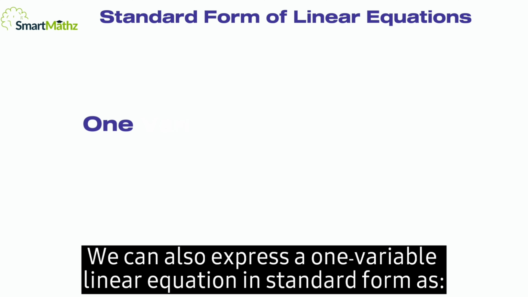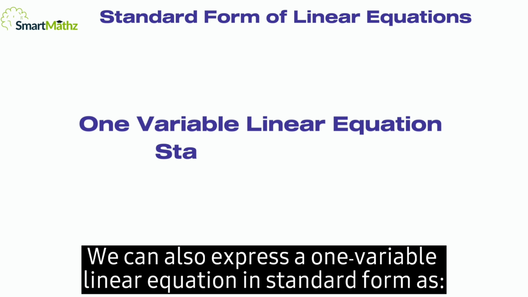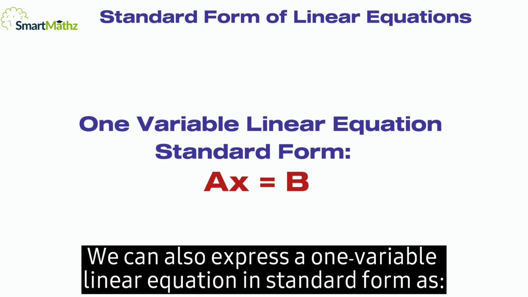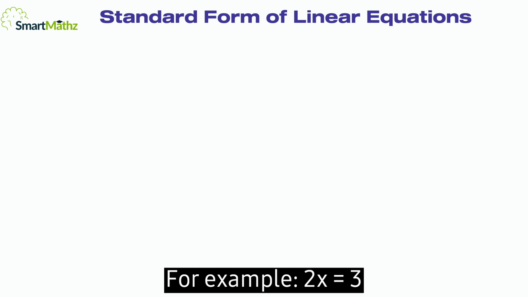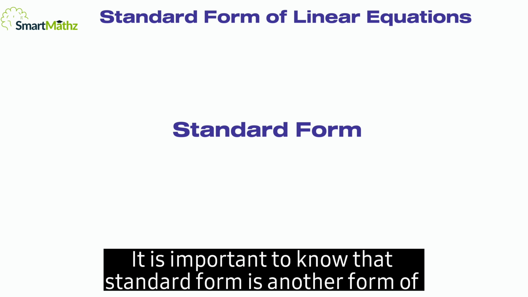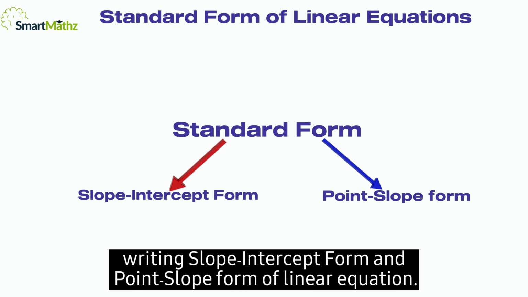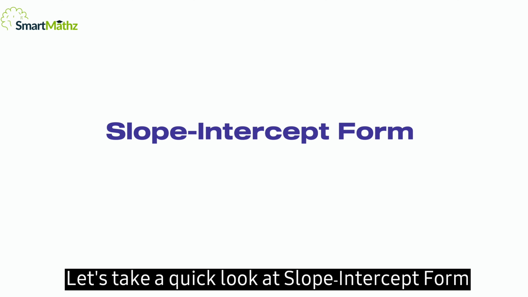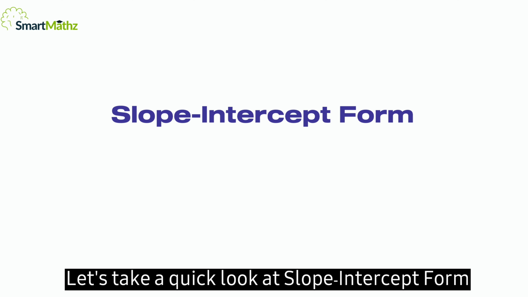We can also express a one-variable linear equation in standard form as ax equals b. For example, 2x equals 3. It is important to know that standard form is another form of writing slope-intercept form and point-slope form of linear equation. Let's take a quick look at slope-intercept form.